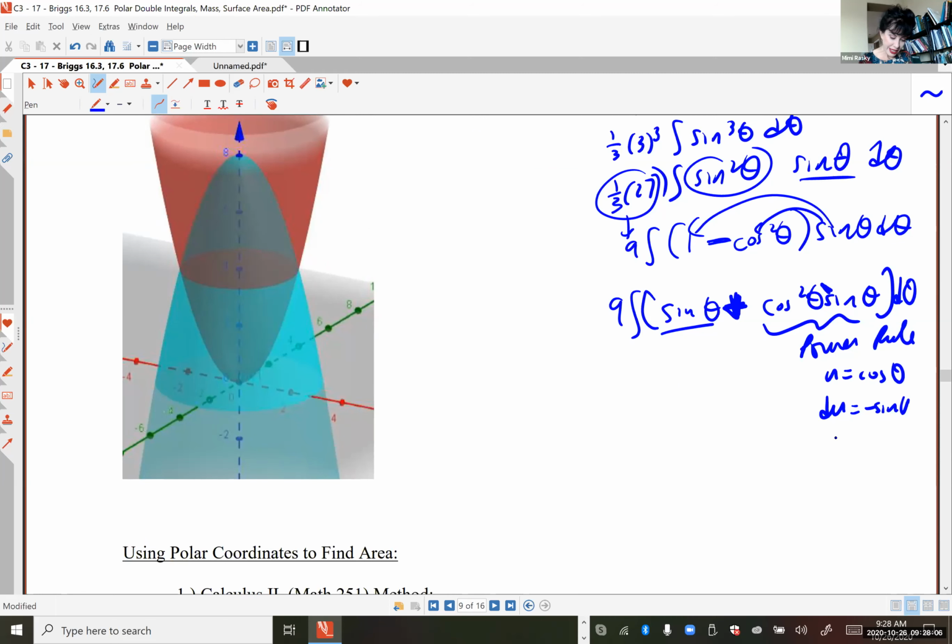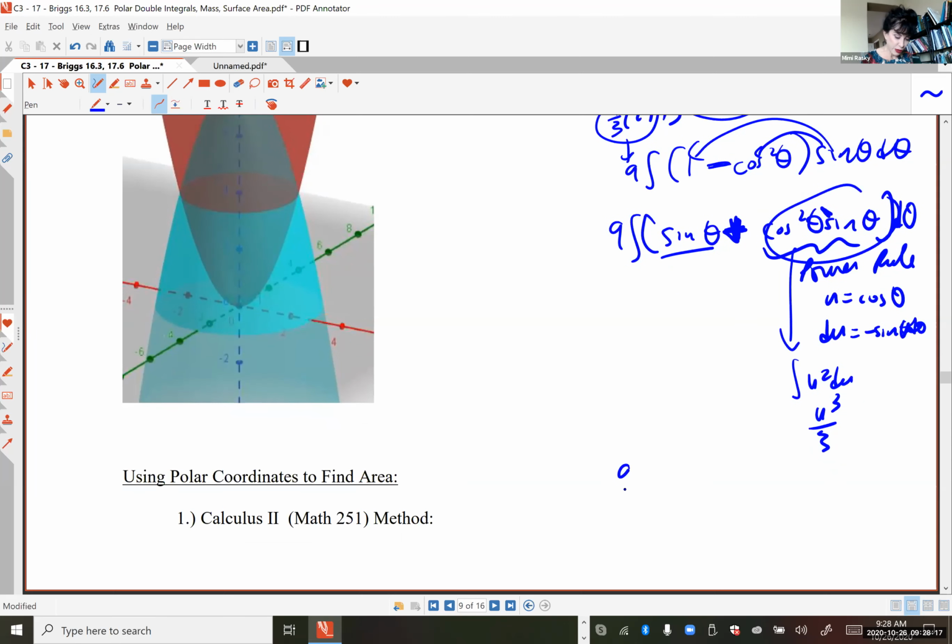And so this is looking like there's a d theta here, but it's u squared du, and that's going to be u cubed over 3. So your antiderivative here is going to be sine theta, and then you'll have plus your u cubed, which is cos cubed theta over 3. And theta is going from 0 to pi halves. Okay, very cool.